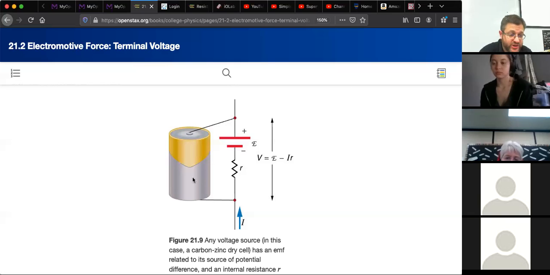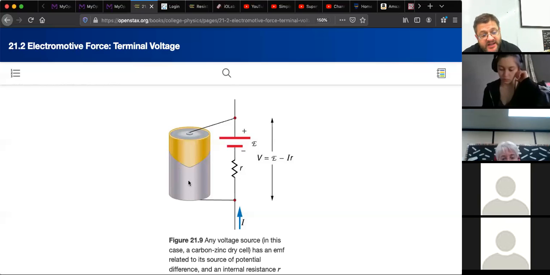Some batteries can be charged, and the way that you charge a battery is you actually just drive a current in the opposite direction that the battery is designed to drive a current. In this case, you have the positive side of this battery and the negative side of this battery, and the battery is designed to drive a current from the negative side towards the positive side, so that it will come out the positive side and go through a circuit and then come back around to the negative side. And that's the way it's designed.